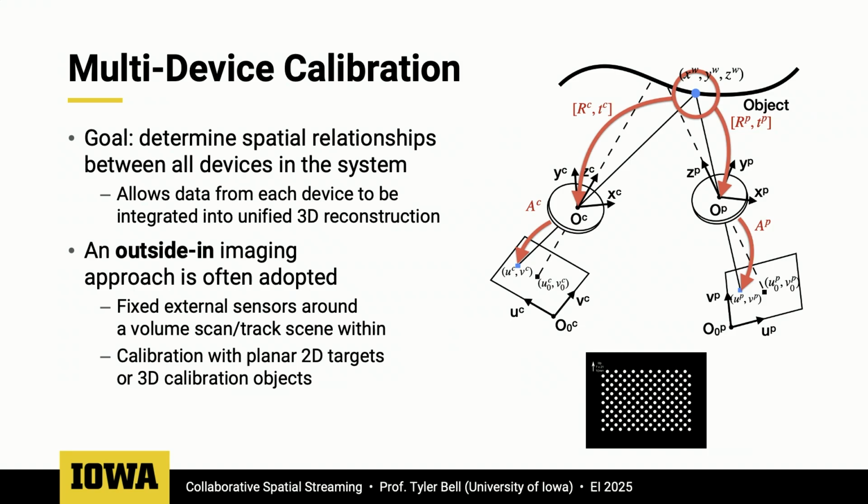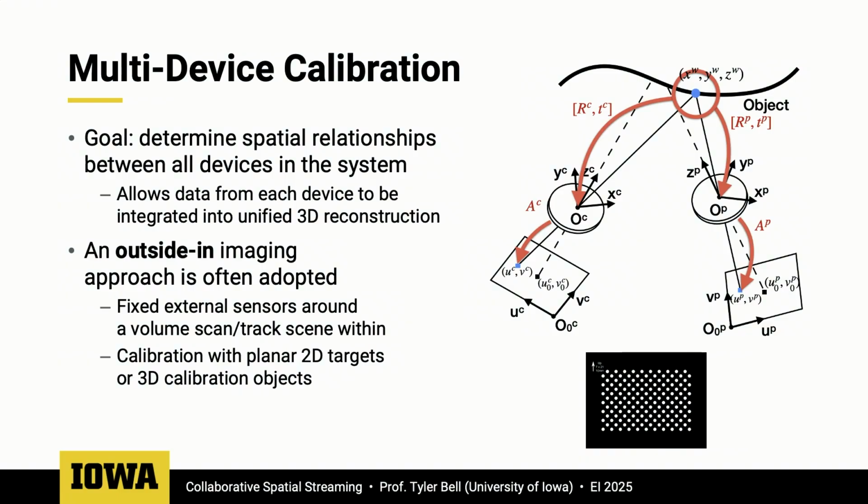With multi-device calibration, the goal is then to determine the spatial relationships between all devices in the system. This is what has to be solved for those systems I showed earlier with 20 cameras, let's say. We need to know how all the cameras are spatially oriented to one another, such that you can integrate data from each device into a single unified 3D reconstruction. And these calibration procedures are usually accomplished through an outside-in imaging approach. Normally we wouldn't call it that necessarily in the context of calibration, but it's going to be an important distinction coming up.